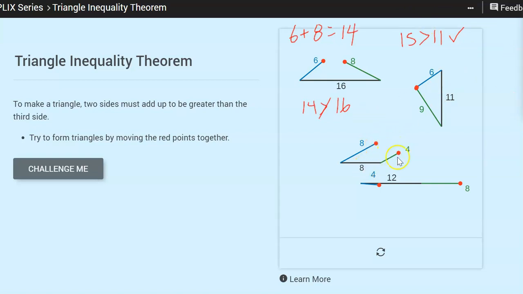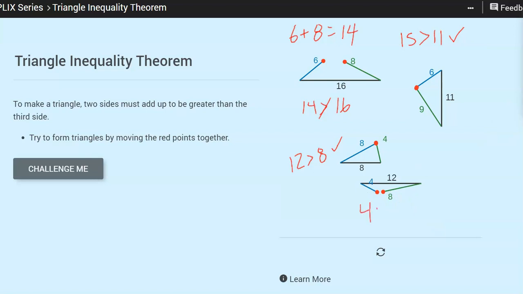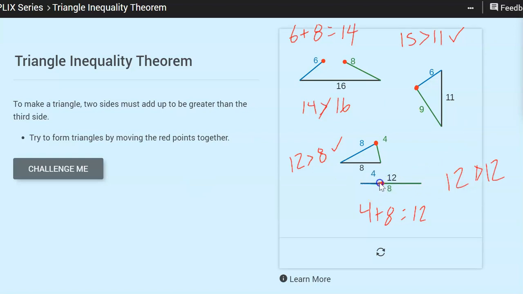So we don't always have to test all three, we just have to test the two smallest with the largest. Here we have 8, 8, and 4. 8 plus 4 is 12, which is greater than 8. So that's a check. Then here we have 4, 8, and 12. 4 plus 8 is equal to 12, and 12 is not greater than 12. So we can't make a triangle with 4, 8, and 12, because it still has to be greater than.